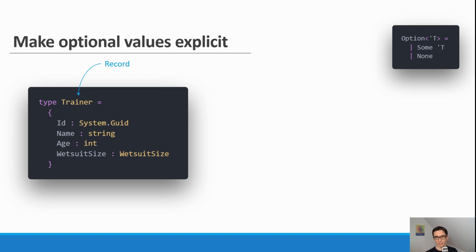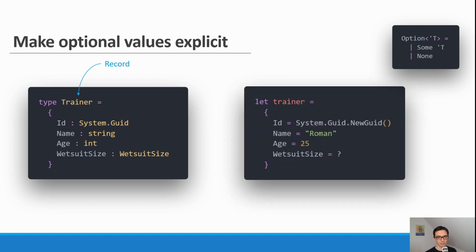So when we are actually doing this, we need to create a trainer like this, but with an ID, a name, and an age. So this is the syntax to create a record instance in F#. But we have a problem now because the wetsuit size, as we have seen, might not be there because we couldn't parse it from the database, or it's just not in the database. So what can we actually do with it?